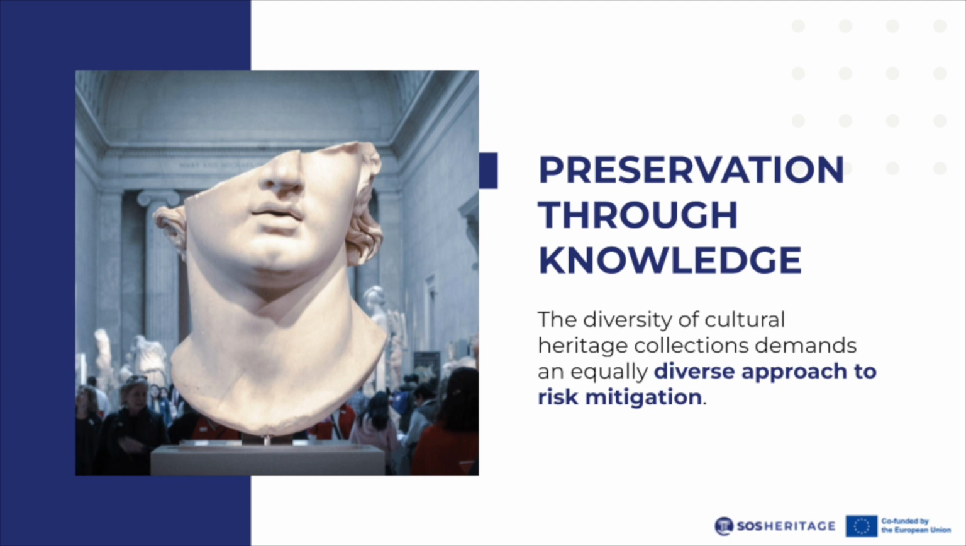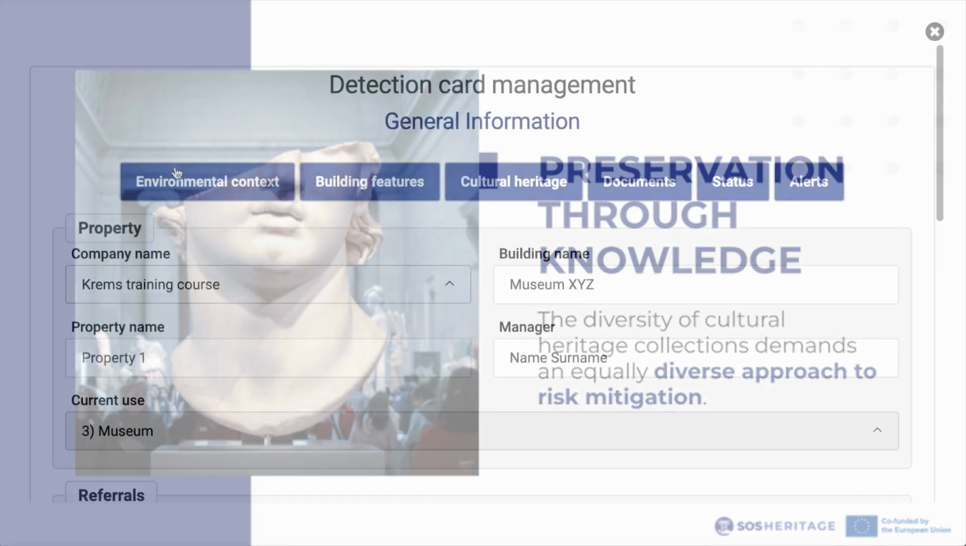Preservation through knowledge. The diversity of cultural heritage collections demands an equally diverse approach to risk mitigation. By comprehending the nuances of asset typologies and the risks they face, custodians can sculpt tailored strategies that ensure the longevity and authenticity of each artifact. In this delicate dance between preservation and protection, the partnership between knowledge and action safeguards our shared heritage for generations to come.